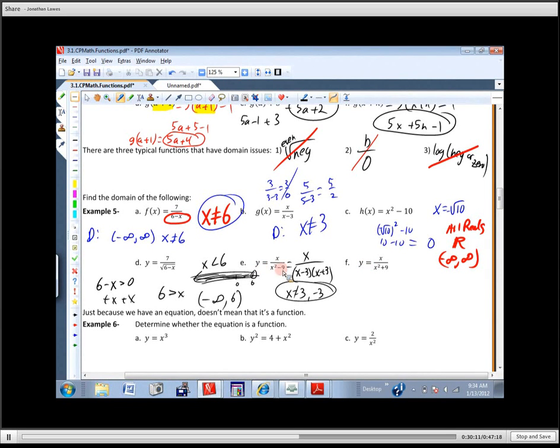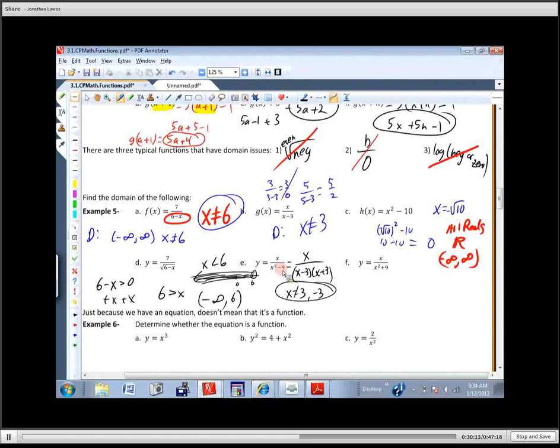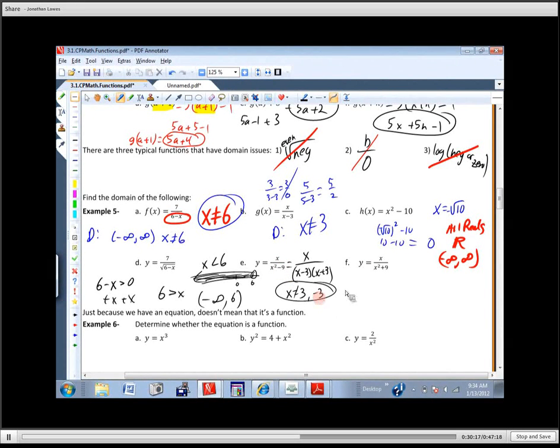John? It can't be -3. Okay, John says it can't be -3. Anybody disagree? Amanda? Amanda says it's all real numbers. Amanda says everything is okay. How many people agree with Amanda? Okay, looks like more than half the class. You are correct. You can plug in anything you want. Because here's the problem. The only thing that can't happen here is I can't divide by 0, right?